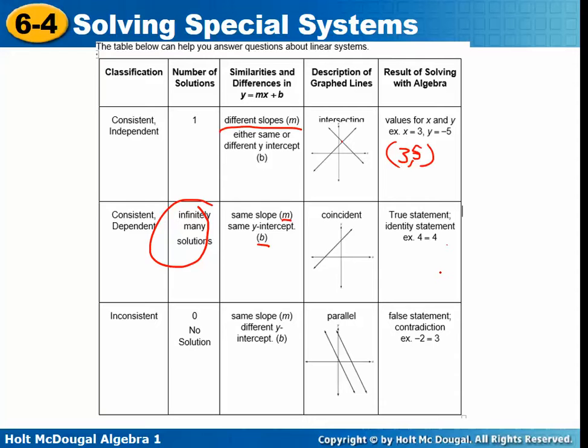And finally, we might have an inconsistent system where there is no solution. These must have the same slope, but different y-intercepts. Remember that if you have the same slope, you have parallel lines. So when you try to solve it algebraically using substitution or elimination, you'll get a false statement like -2 equals 3 or 0 equals 5. And you won't be able to finish that either. And then you would write no solution on your paper.